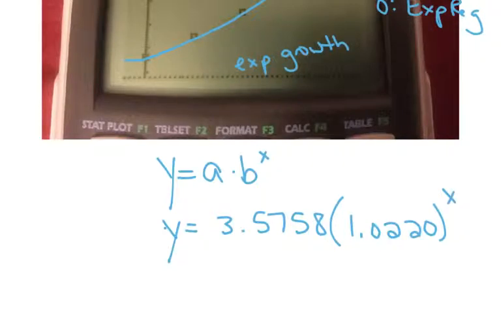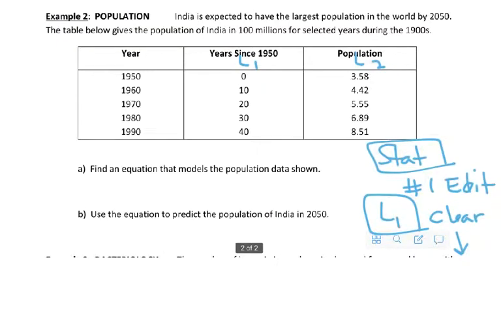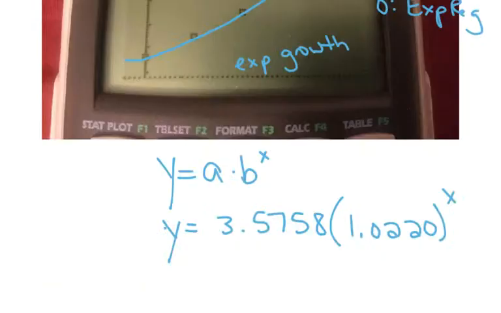Now that we have the equation, part B said to use the equation to predict the population of India in 2050. First of all, remember that x is the number of years since 1950, so x is going to be 100. And also remember that the answer is in 100 millions. So for part B, we're going to plug in 100 for x into the calculator, and I'm going to get about 31.5.